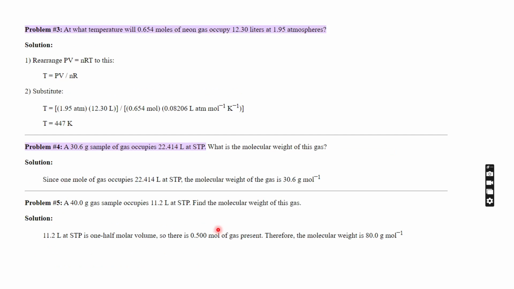Now we'll go to the third problem. At what temperature will 0.654 moles of neon gas occupy 12.30 liters at 1.95 atmosphere? So here also we have to use the ideal gas equation. T is equal to PV by nR. Substitute the values, we will get the temperature.